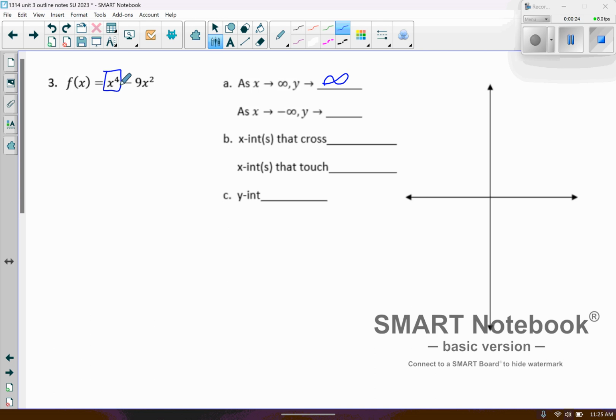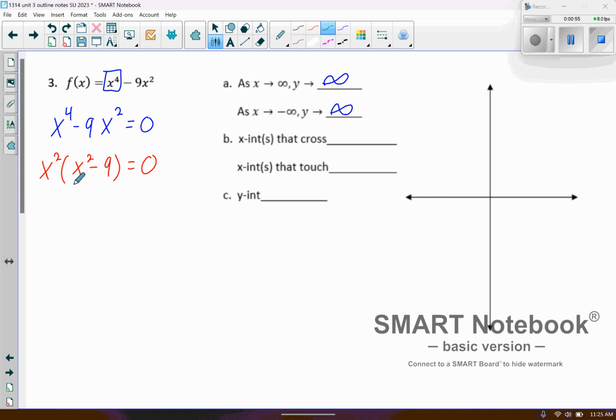And then the power is even, so I'm going to have the same behavior even if x is going in the negative direction. All right, now it's time to figure out my x-intercepts and if they cross or touch. So once again, I got to factor this. So I'm going to take the equation and set it equal to 0. And so I'll start by factoring out an x squared. And let's see, that will leave me behind with x squared minus 9.